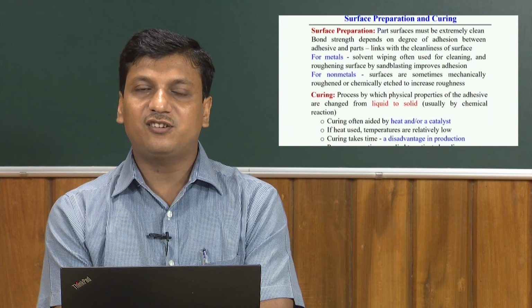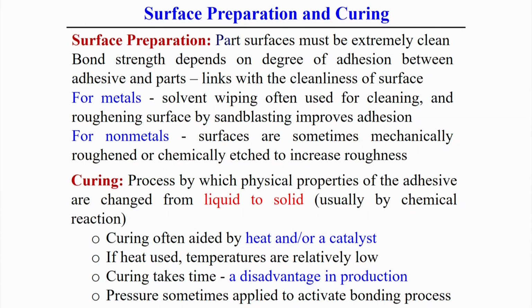Next, curing is another component of adhesive bonding. This is the process by which the physical properties of the liquid adhesive change when it comes to the solid phase. That usually happens by some chemical reaction. The curing can be done carefully in the adhesive bonding process. Curing can be done with the aid of heat sometimes, or sometimes we can use some catalyst for the curing of the adhesives.